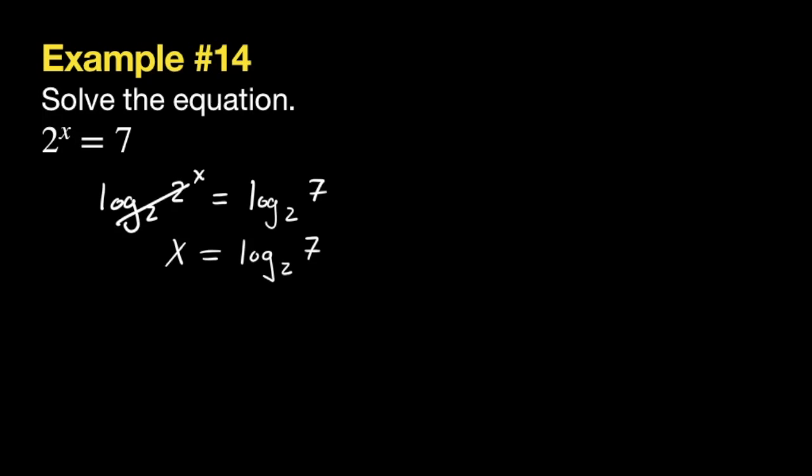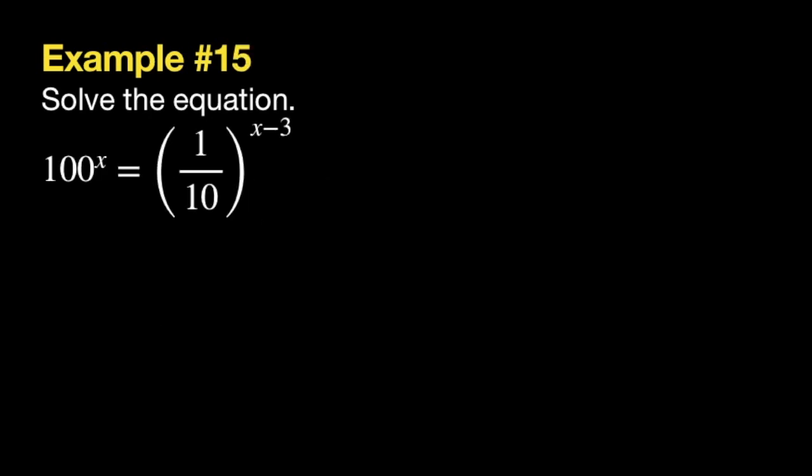Now to evaluate this using your calculator, we're going to do a change of base, and I'm going to use a common base. So I'm going to put log 7 over log 2. So we're just going to do a change of base, and we're just going to input that in the calculator. Our answer is going to be 2.807.